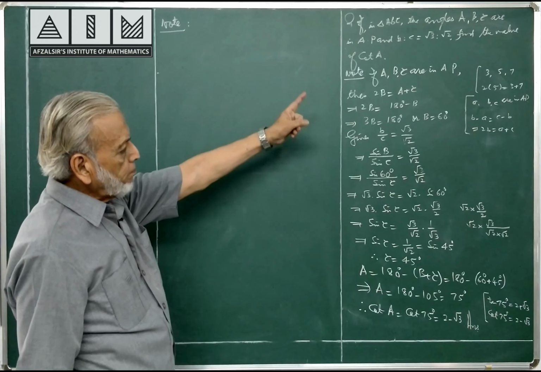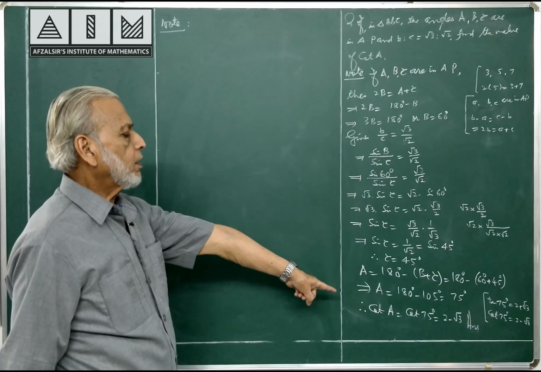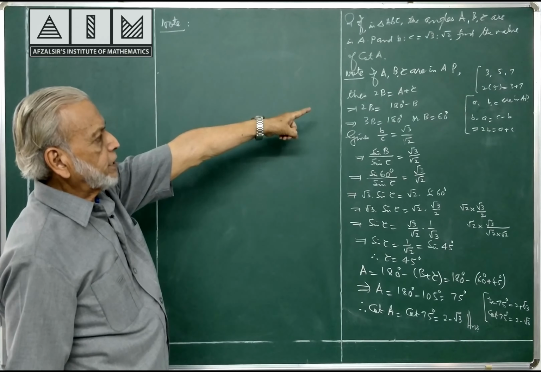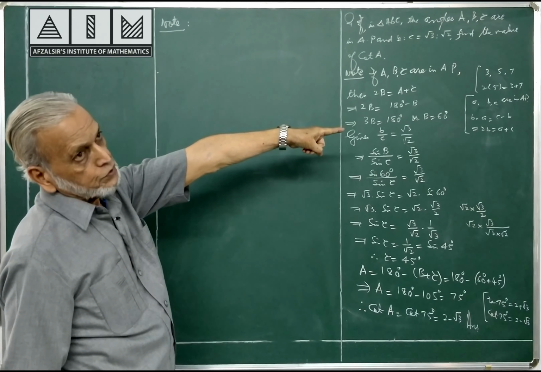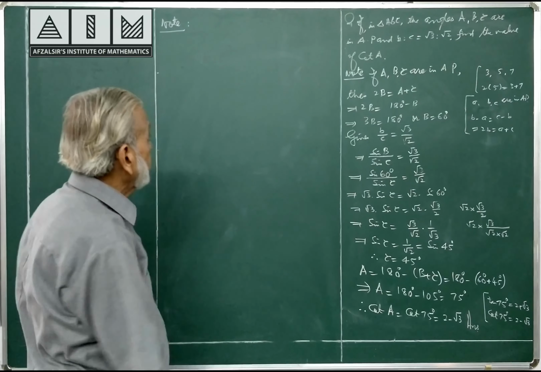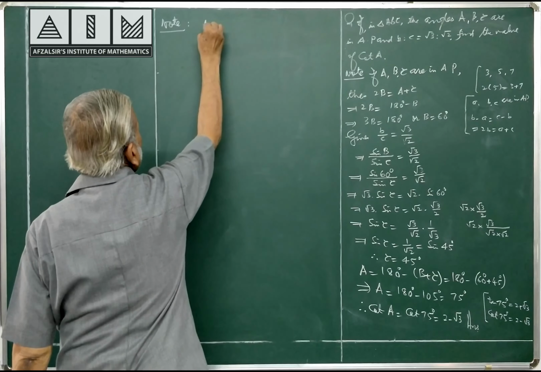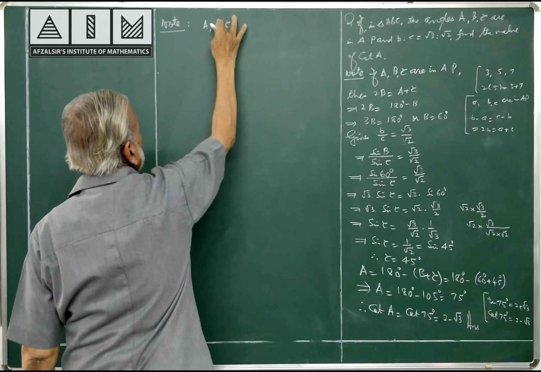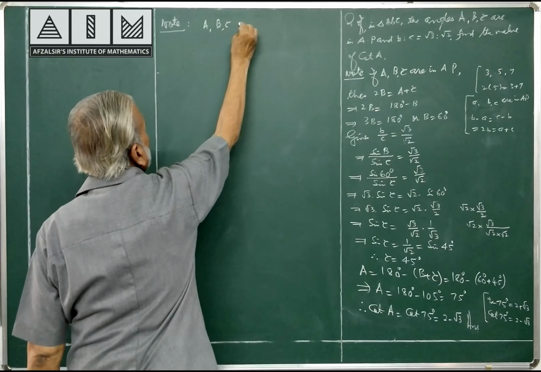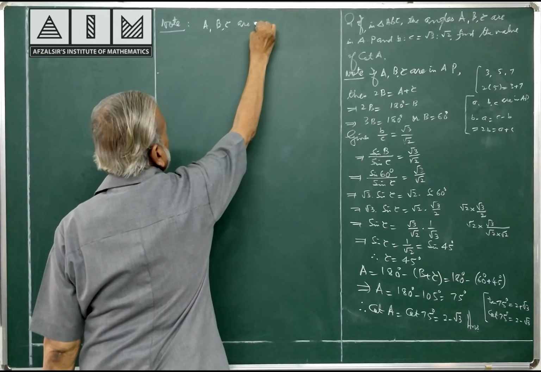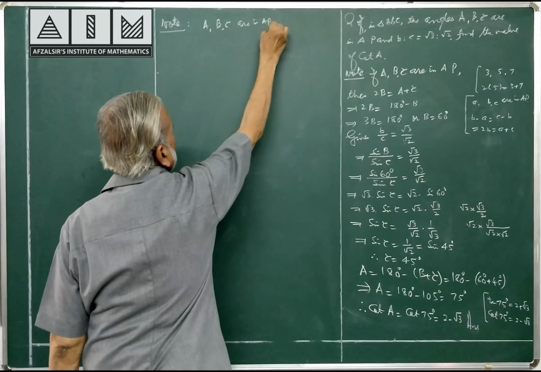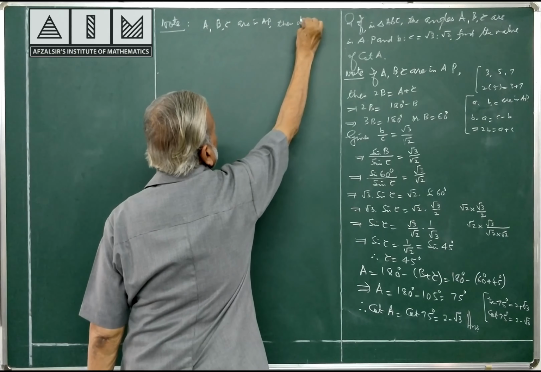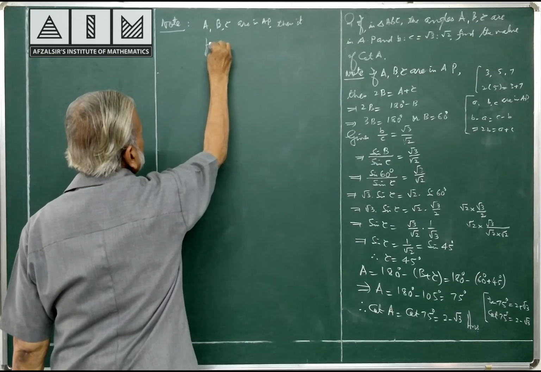Please see in the preceding example, A, B, C are in AP that led to B is equal to 60 degrees. You are therefore expected to remember whenever they say angles A, B, C are in AP, then it follows that angle B is equal to 60 degrees.